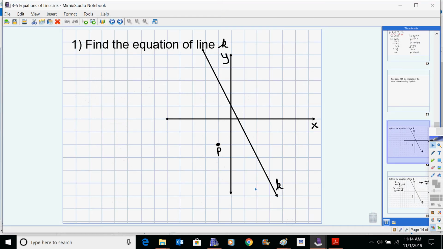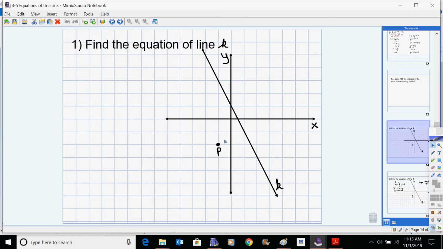And then you have this on your paper about finding an equation of a line, but we're going to be adding quite a few things to this. So please make sure that you have this in front of you. You're going to find the equation of the line first of all. Notice there's a point P off the line.